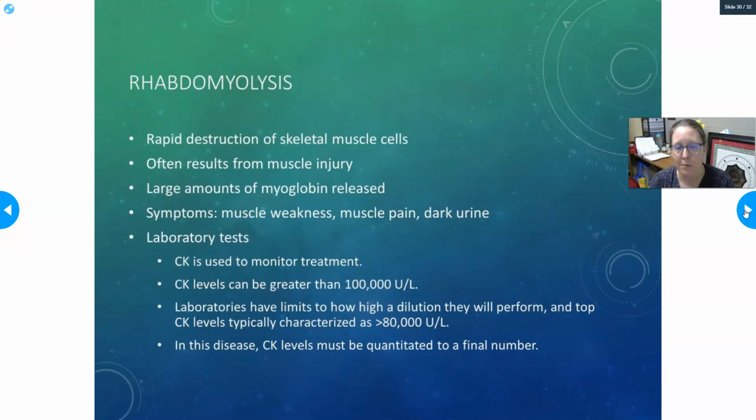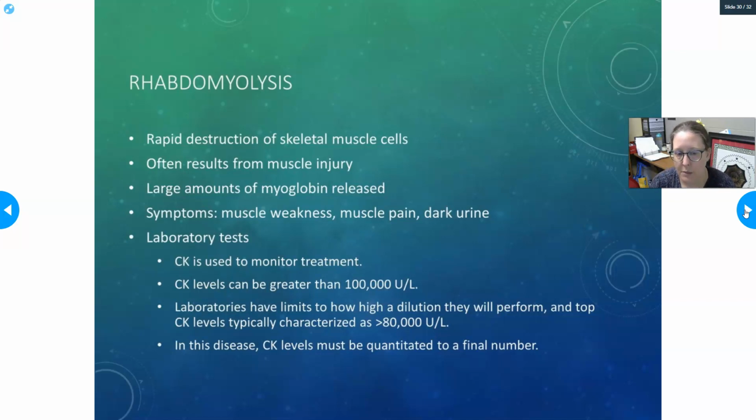So the problem with massive injury or massive lysing of the muscle fiber cells is that the myoglobin that's normally contained in the muscle fibers gets quickly released into the bloodstream. And that is actually really dangerous to the kidneys. It can actually cause renal failure. So the symptoms of rhabdomyolysis are going to be muscle weakness, muscle pain, and really dark urine. And I'm sure our patient was in pain because they were in an accident, but they also had really dark urine.